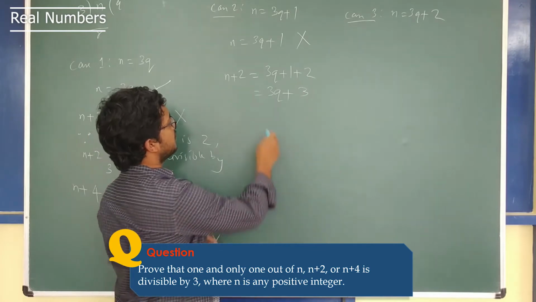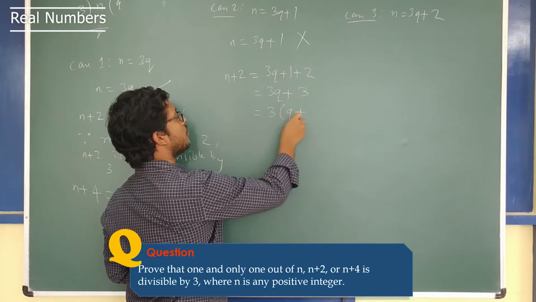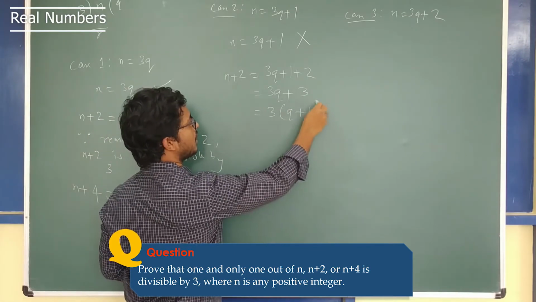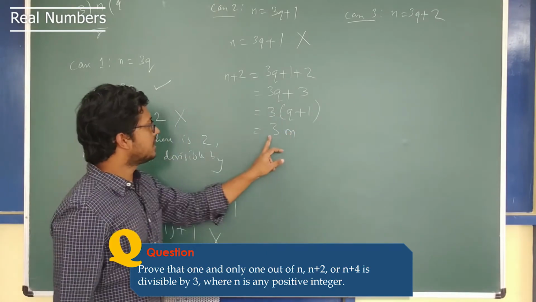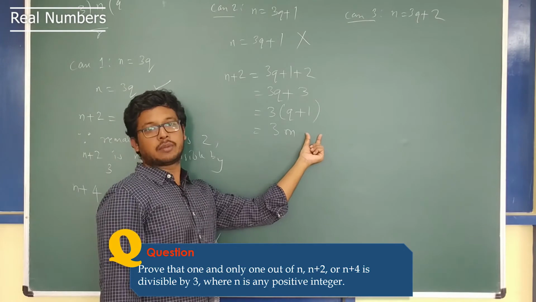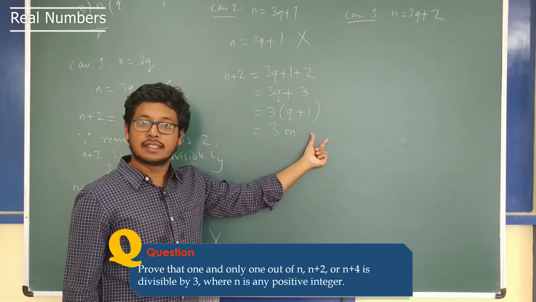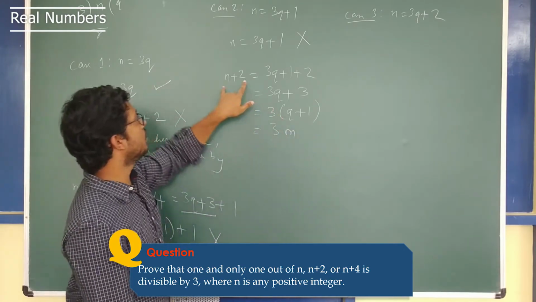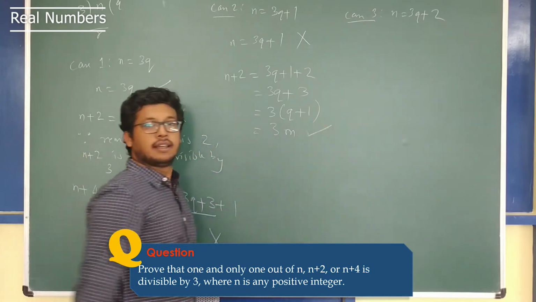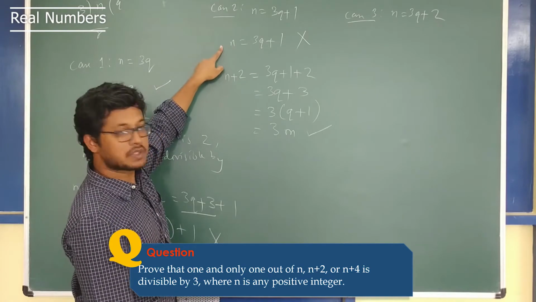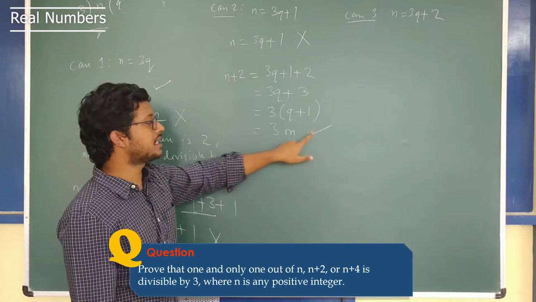So 3q plus 3, meaning I can take 3 outside. So it is q plus 1. Q plus 1 is again an integer. I can write it as 3m. So it is 3 into m plus 0. So plus 0 meaning the remainder here is 0. So if the remainder here is 0, now n plus 2 is divisible by 3. So we proved that n is not divisible by 3, n plus 2 is divisible by 3.